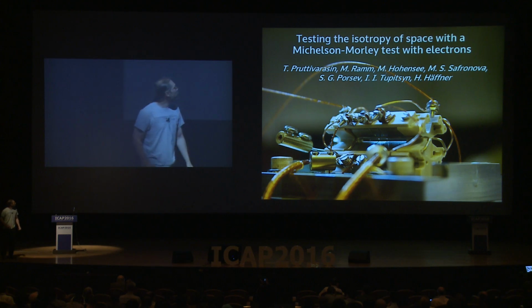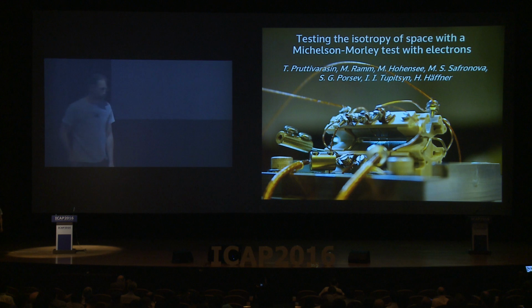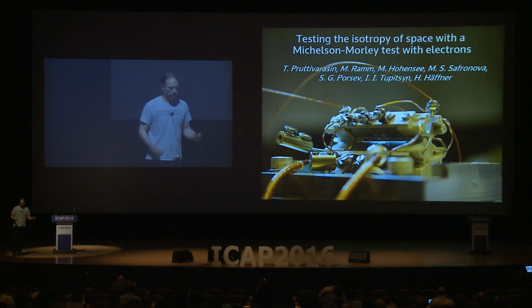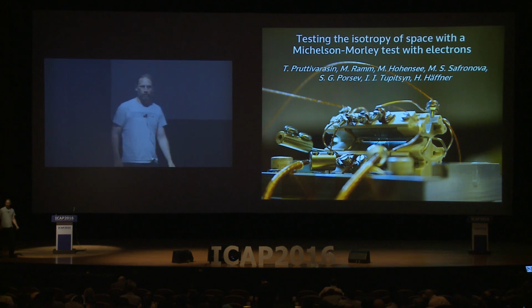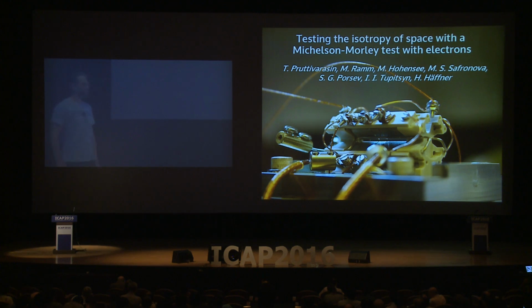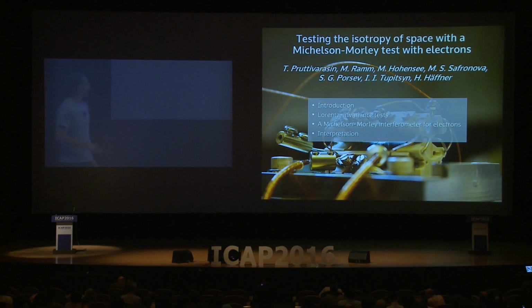I will talk about testing the isotropy of space using a Michelson-Morley test with electrons, and I hope during my presentation it will become clear what a Michelson-Morley experiment with electrons actually looks like, and probably you will realize that many of you have actually done this already. So here's the outline of my presentation.